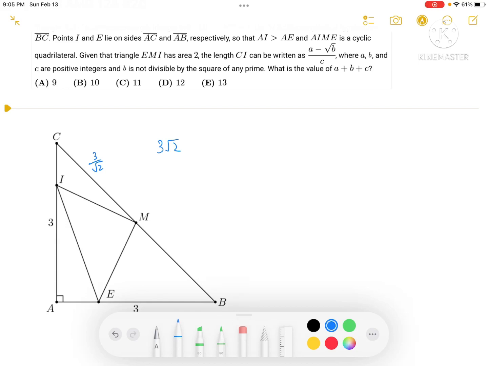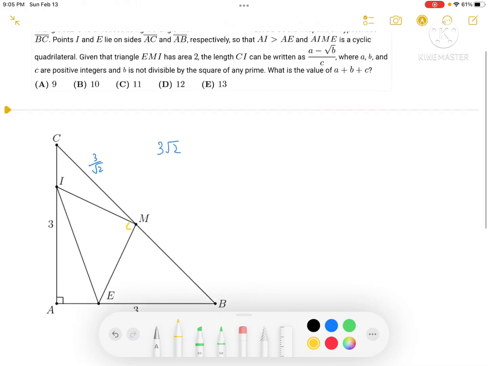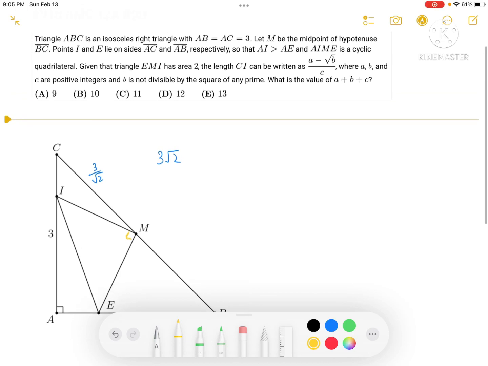Points I and E are on sides AC and AB, so that AI is larger than AE, and AIME is a cyclic quadrilateral. There is a property for cyclic quadrilaterals that the opposite angles are supplementary, so angle IME and angle IAE are both equal to 90 degrees. So EMI has an area of 2.